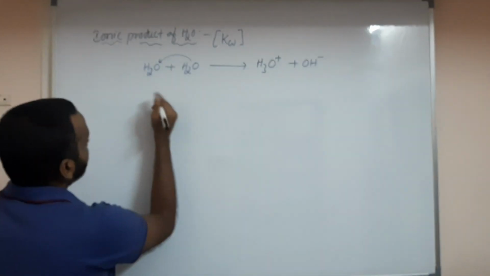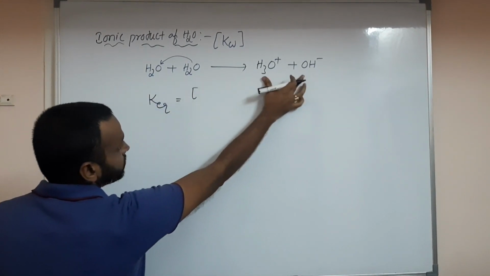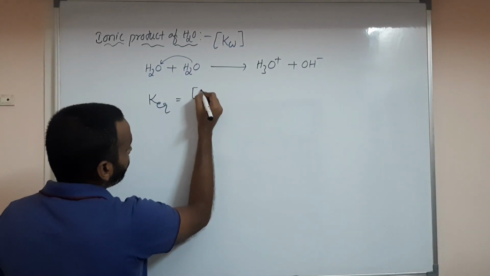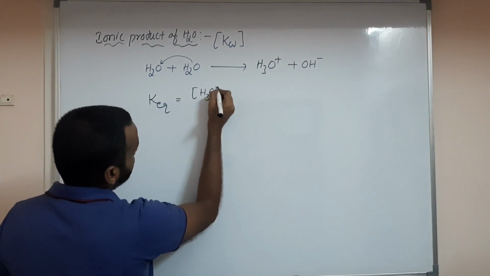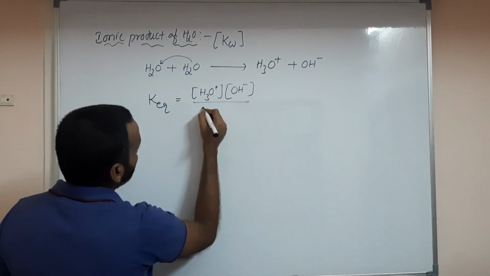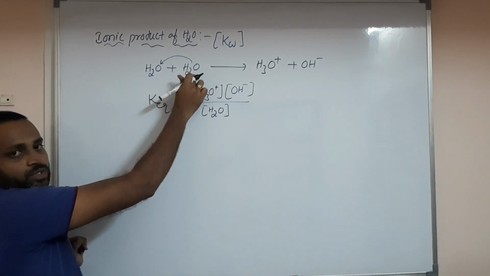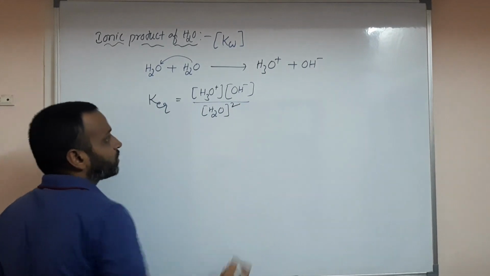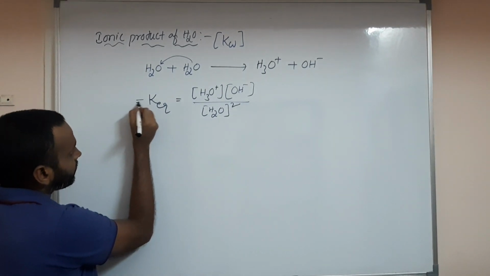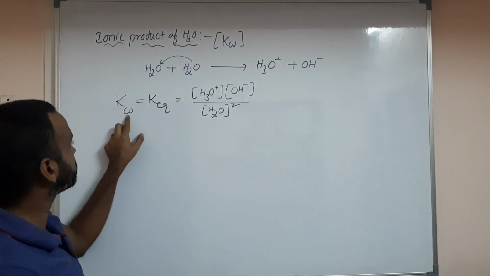As we call it K equilibrium, it is the concentrations of products by concentrations of reactants. So we can write concentration of H3O plus and concentration of OH minus in the numerator, and in the denominator the concentration of H2O, and this is also H2O concentration. So you can write concentration of H2O whole square. This K equilibrium we can write as Kw, because W means water.